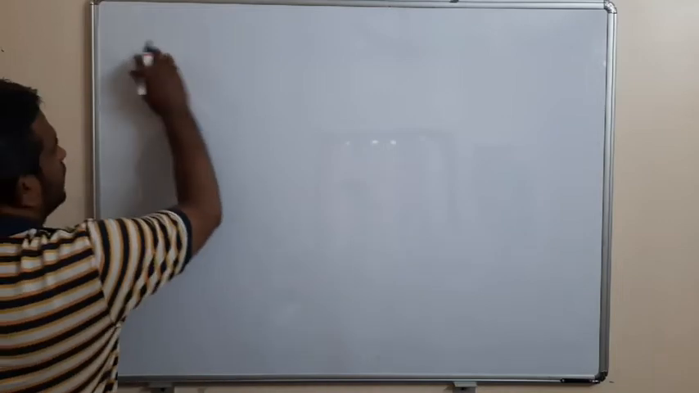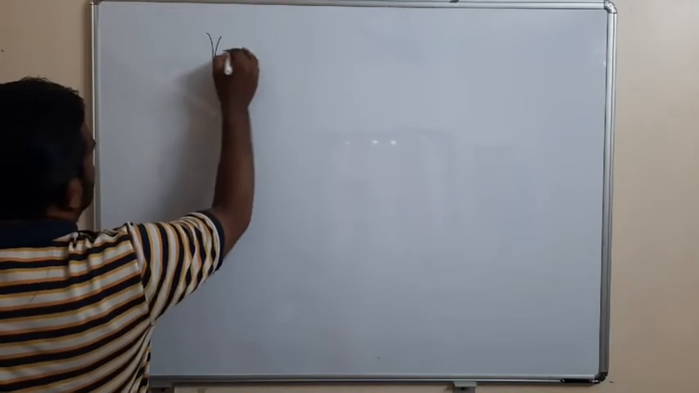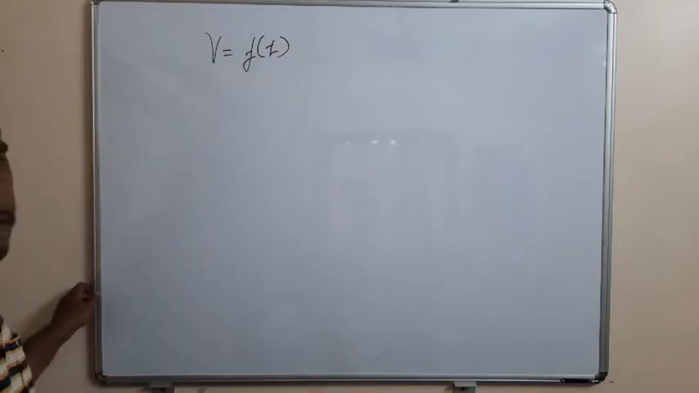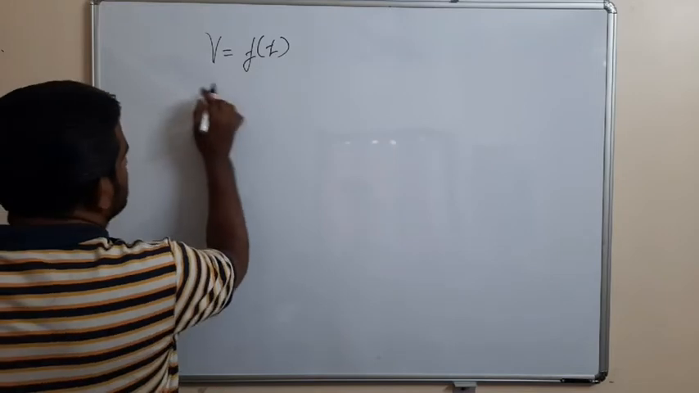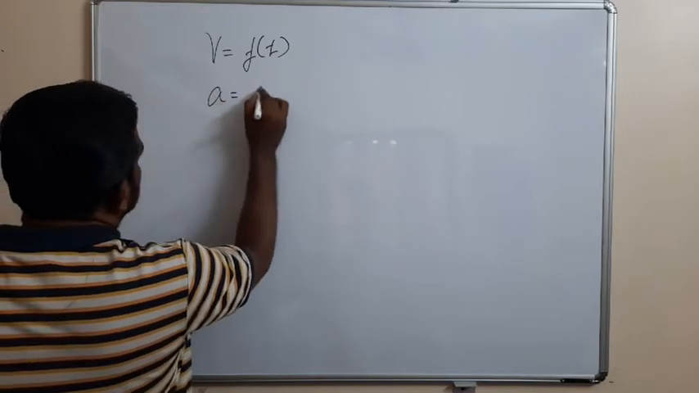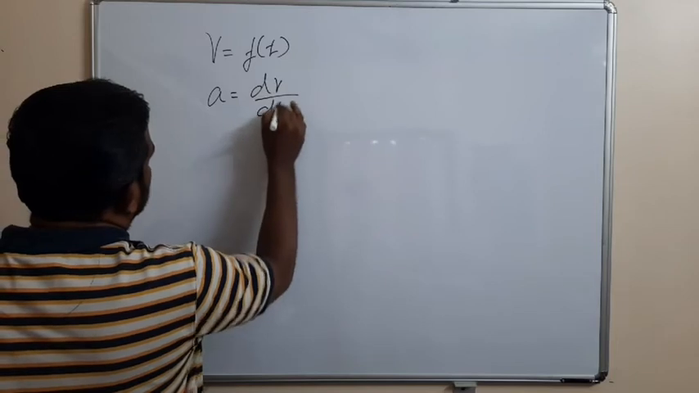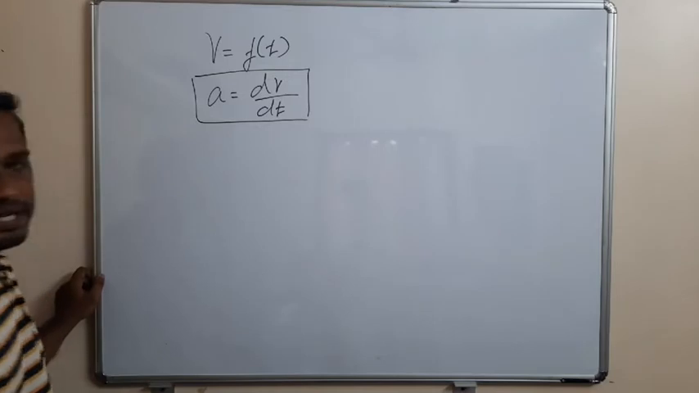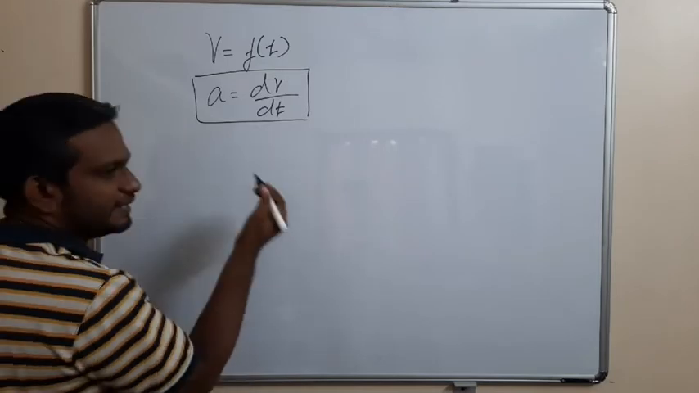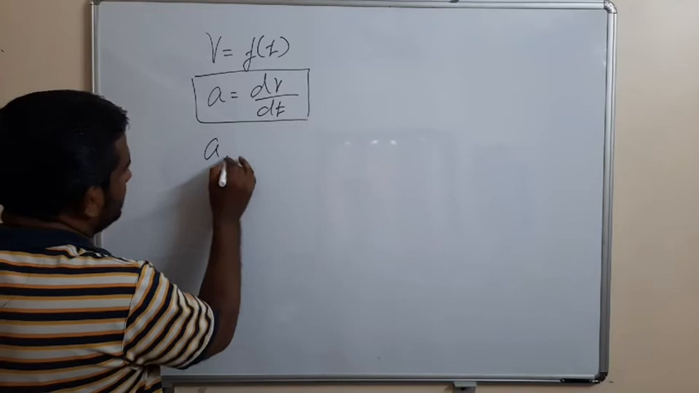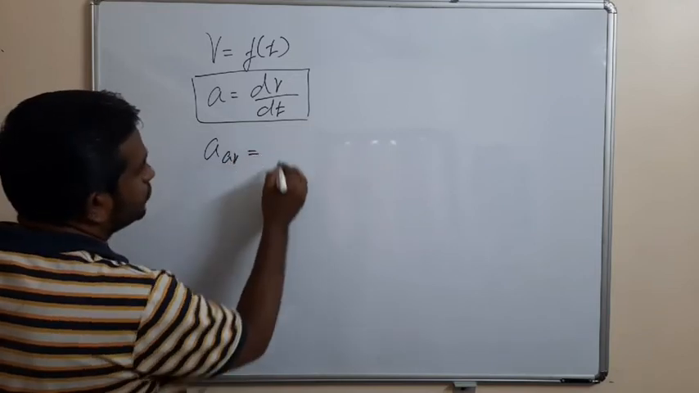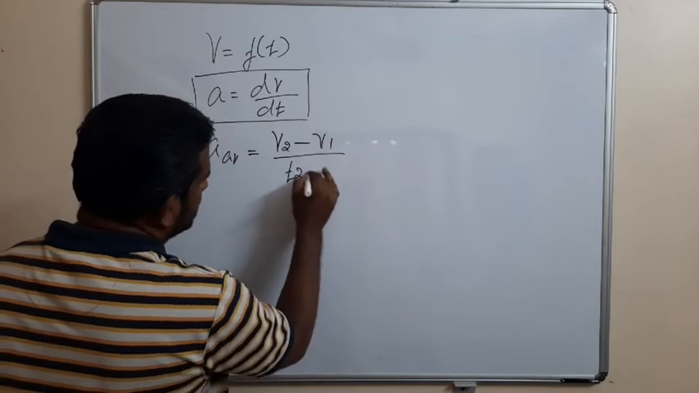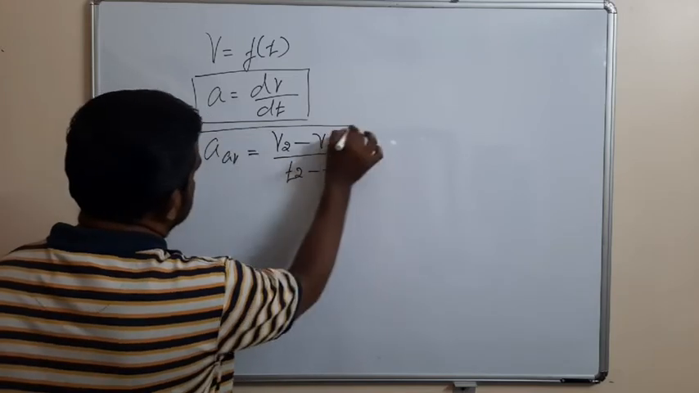Suppose the velocity is given as a function of time. The formula for finding the acceleration is a is equal to dv by dt. What is the formula for finding the average acceleration? a average is equal to v2 minus v1 divided by t2 minus t1.